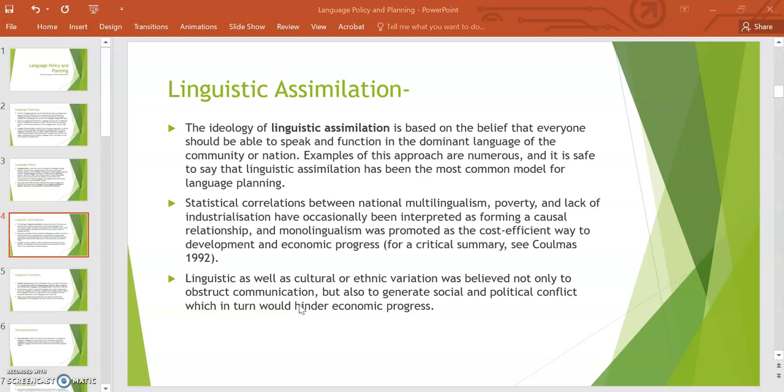So, linguistic as well as cultural or ethnic variation was believed not only to obstruct communication but also to generate social and political conflict, which in turn would hinder economic progress, as if subjugating and oppressing people would not lead to political and social unrest. Progress should come, but not at the cost of marginalized communities and ill treatment of a section of citizens by others. This is something that I would want you all to think about and ponder on, and we can discuss more on this in the class.